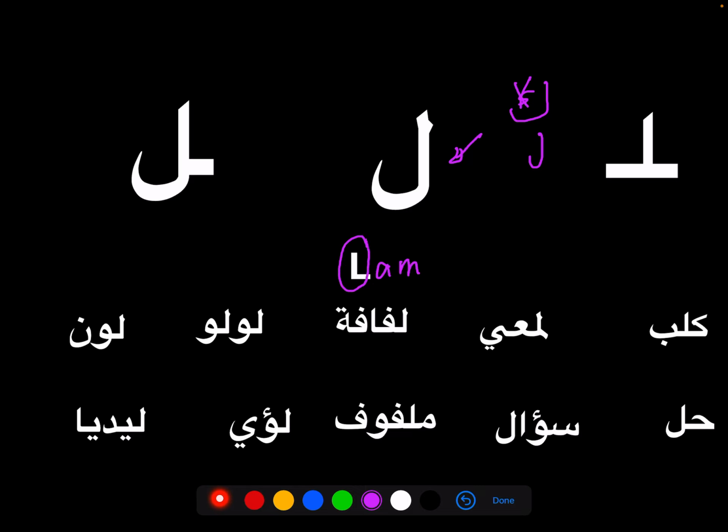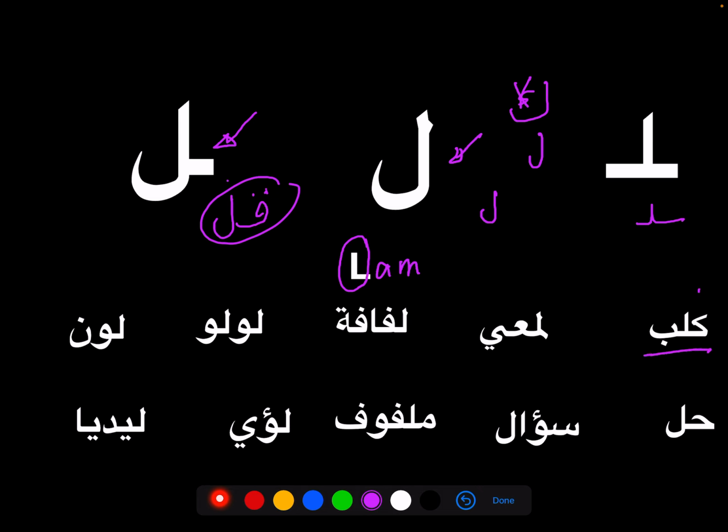and it's L. That's its pronunciation, and it's written like that, or like that at the end of the word. If it's isolated, and if it's only preceded by one letter, it's just like that. Like, let's say a letter like this. So that's how it's written. Okay, so let's spot this letter in these words.